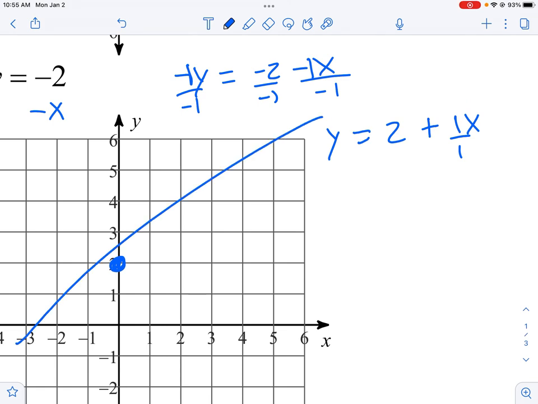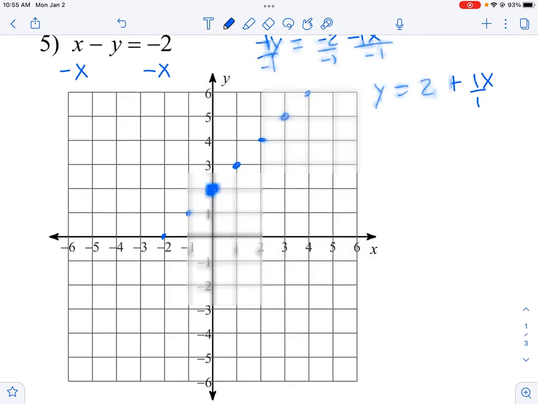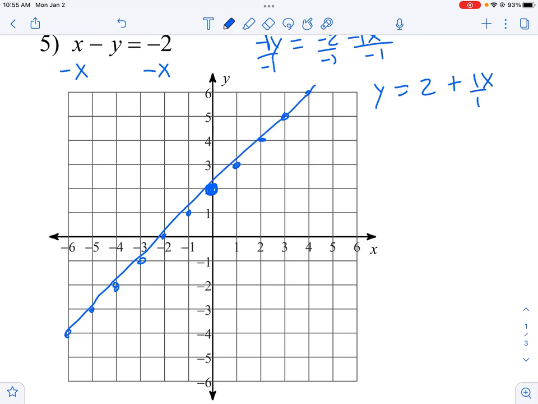That's positive, means it goes up, right? So I can go up, up, up, up. And we could go down, left, down, left. Put a whole bunch of points here so you can see them. And then I'm going to connect those up, and voila, there's my line.